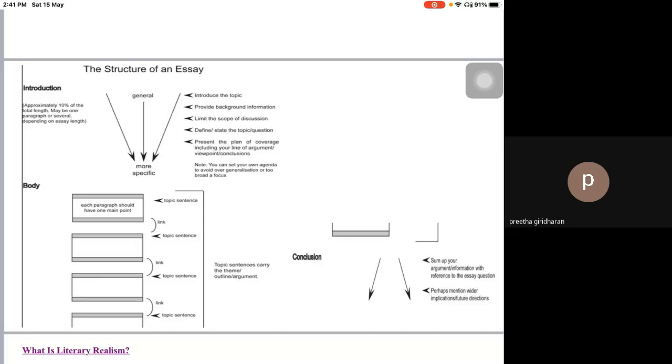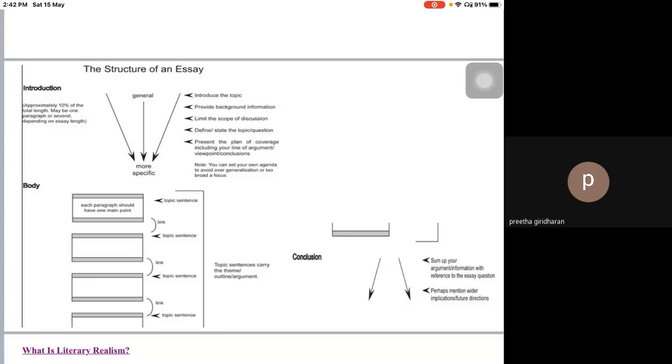What we can do with the introduction is introduce the topic, provide background information, and limit the scope of discussion. Which aspect of the novel are we going to discuss here? Is it about the plot? Is it about the character? Is it about the narration? Which aspect of the discussion is going to come up here? Then define or state the topic or question. So what is this question asking? Understand the question and define it. Present the plan of coverage, including your line of argument, viewpoint, and conclusions.